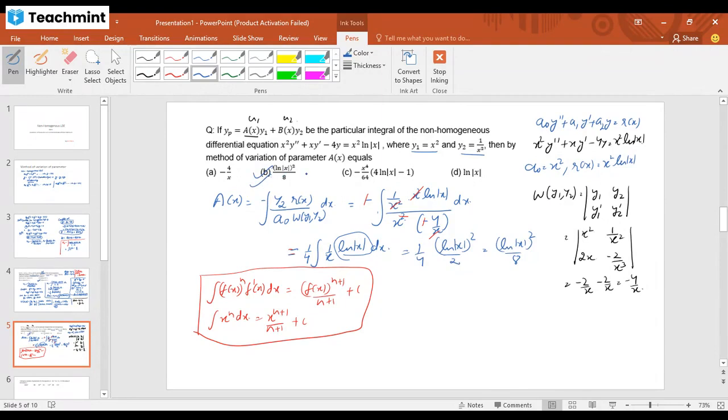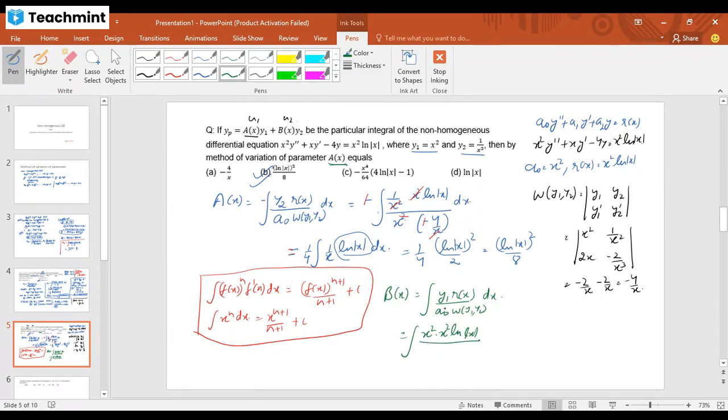Okay. If the question is to calculate the value of a(x) only, then we can use this formula. If we are interested to find out b(x) also, although it is not asked in this question, the question is to calculate a(x) only. If we want to calculate b(x) also, what is b(x)? b(x) is the coefficient of y2. So it is y1 r(x) upon a0 into the Wronskian of y1 and y2. So in that case, what is y1? It is x². What is r(x)? It is x² times log x.